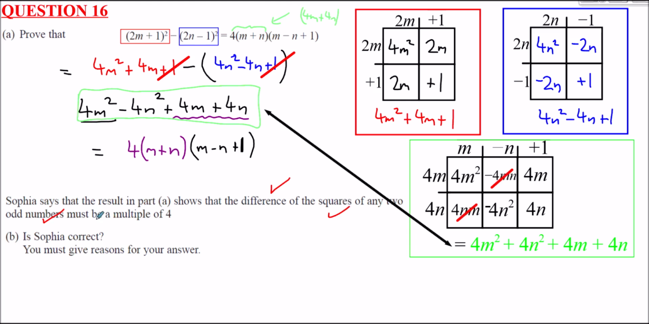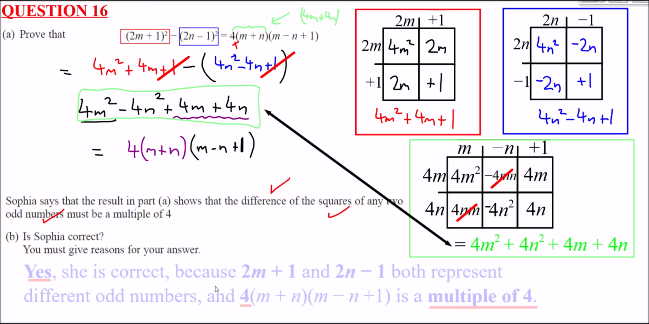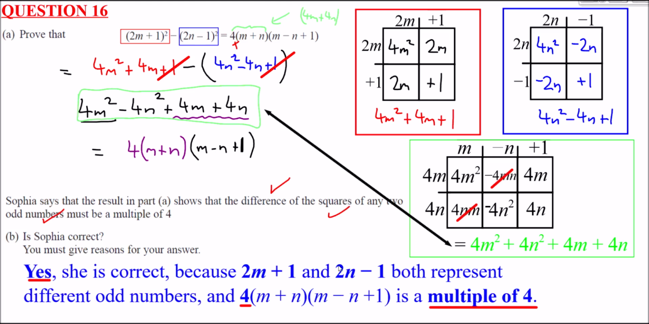And then does this show that it's a multiple of 4? Well, she's worked out that the difference between these two squares of different odd numbers is equal to this expression here. And because she has a 4 factorized out at the front, that means 4 multiplied by something. In other words, something multiplied by 4, it is therefore a multiple of 4. So essentially, in a nice concise way, agree with her and just say something like this. Essentially, yes, she's correct. 2m plus 1 and 2n minus 1 are both different odd numbers, and then just stress the fact that the 4 factorized out at the front shows that the value is a multiple of 4.